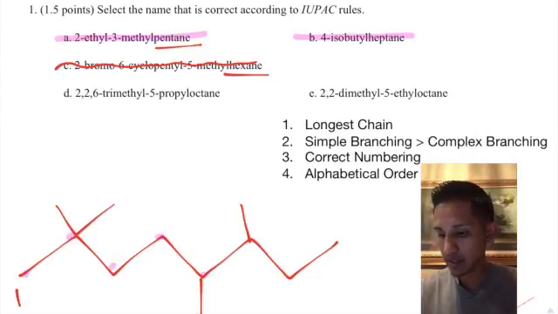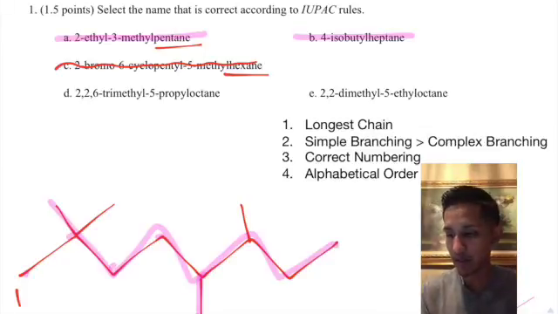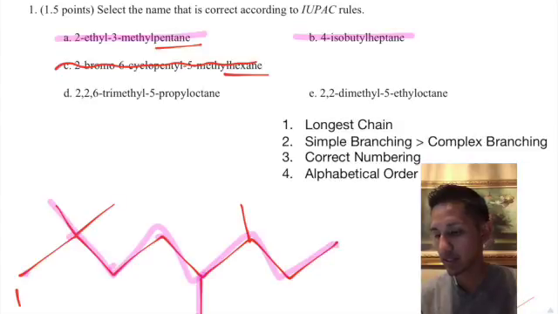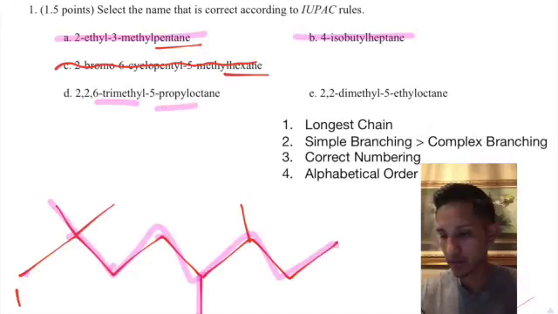Let's say we tried it a different direction. You could continue to do that, and you'll find that you keep getting 8, and you keep getting 3 methyls and 2 ethyls. So this looks like it would be the right one. We've got the longest chain okay, we've got the simple branching, correct numbering. We've got the 2,2-trimethyls first, 2 being the lowest number that we can get for a chain, and then it's in alphabetical order, methyl before propyl.